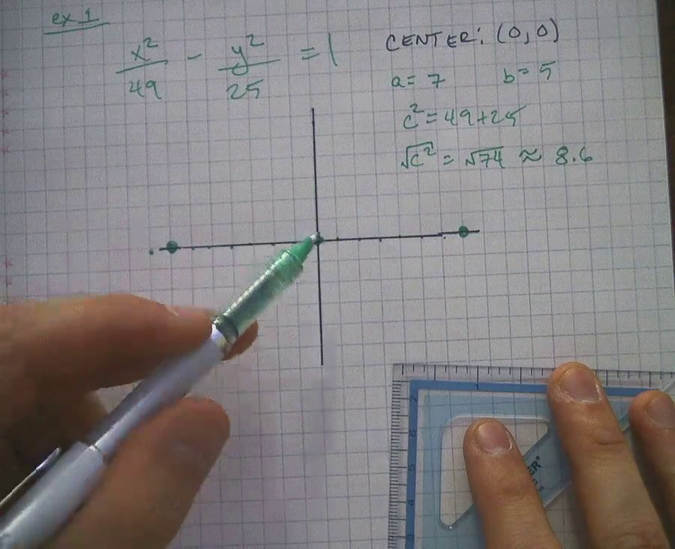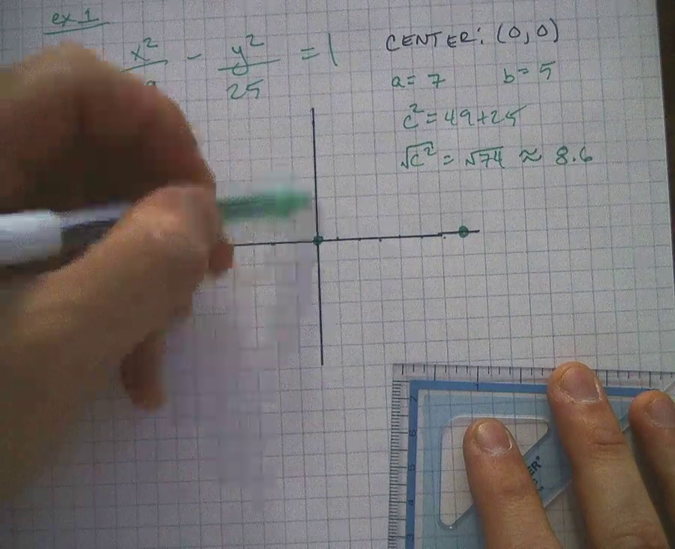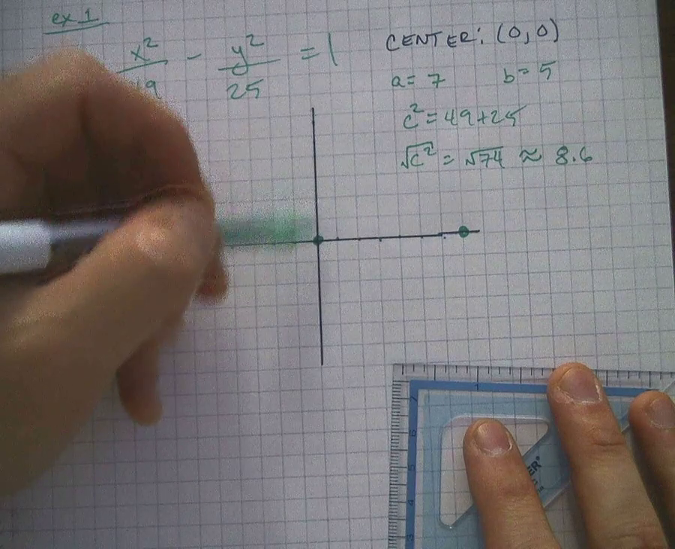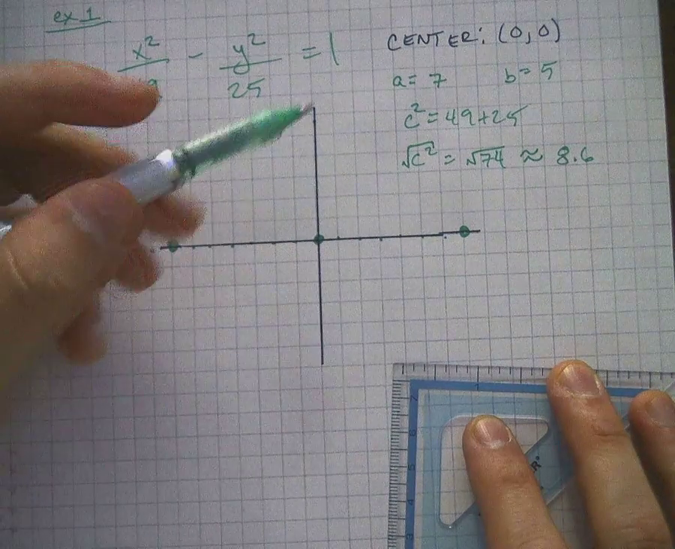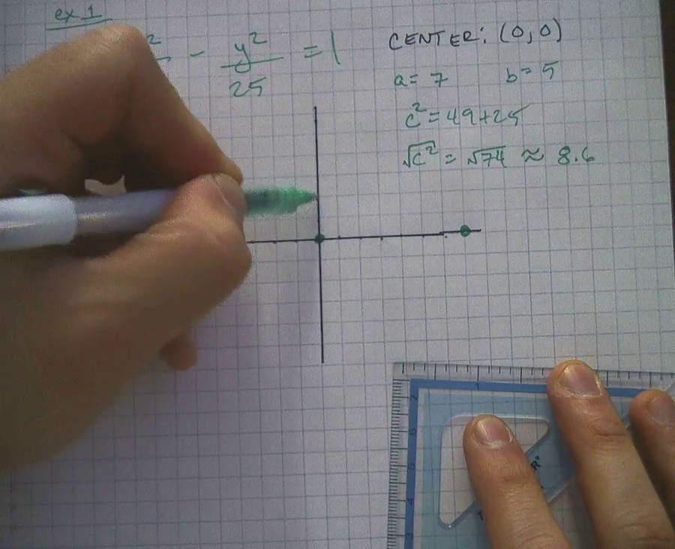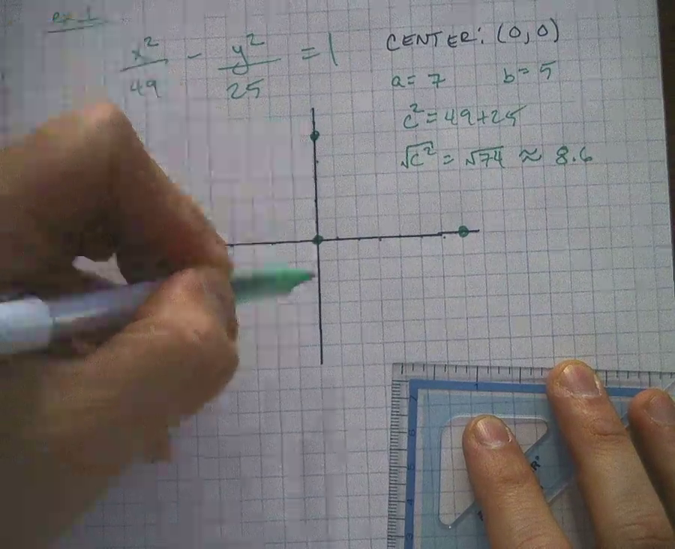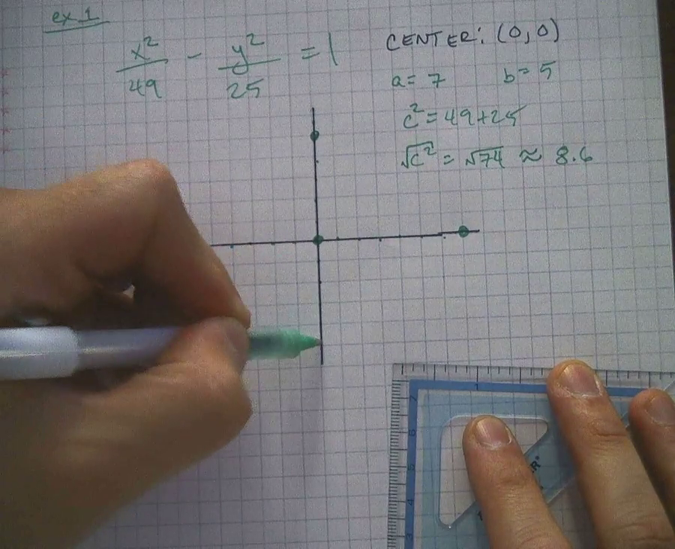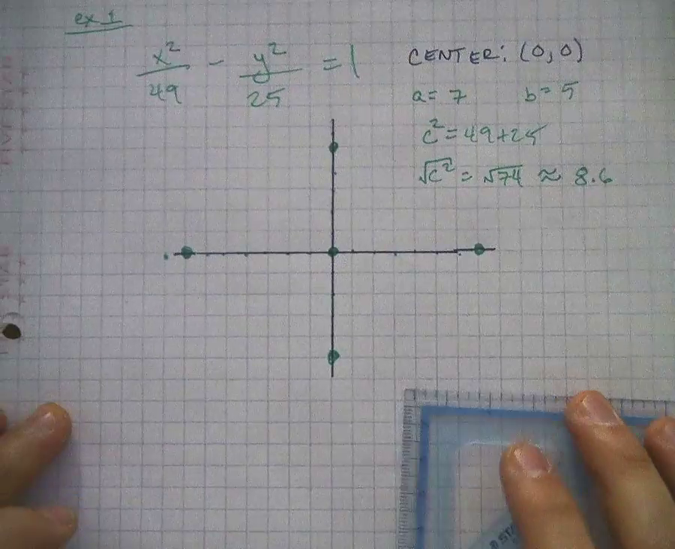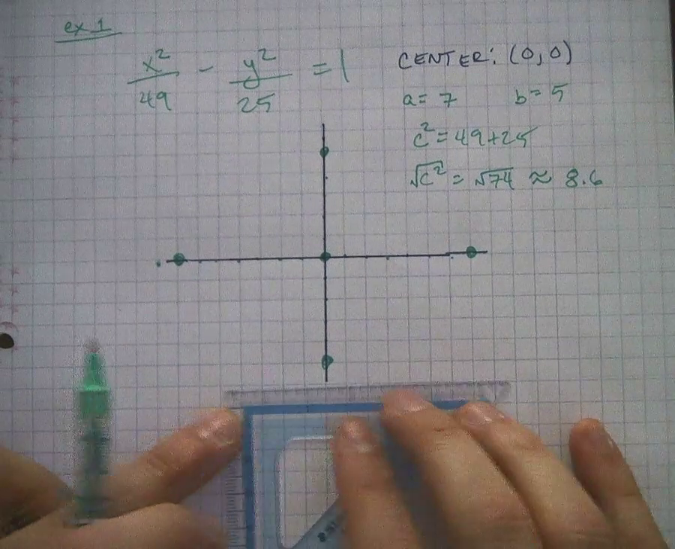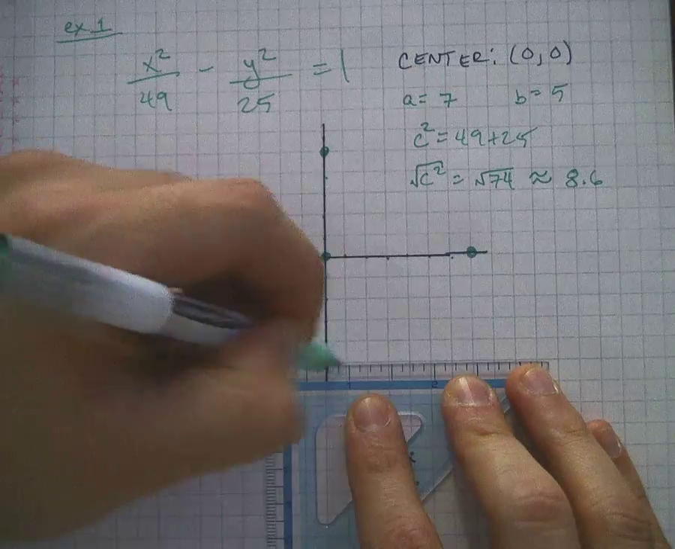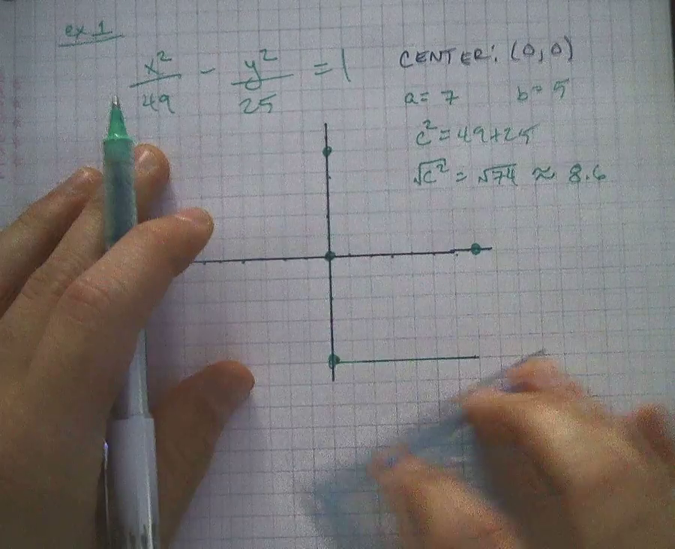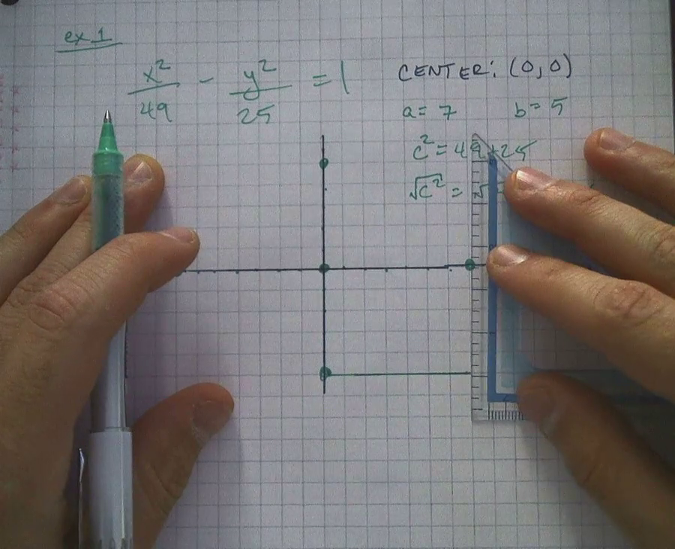I now need to draw in the y portion of this. So the y dimension on my box. So I'm going to go up 5, 1, 2, 3, 4, 5, right there, and down 5, 1, 2, 3, 4, 5, right there. So now that I have this here, I can connect my dots, or I can make a box using these dots. And I'm going to go over my writing here.